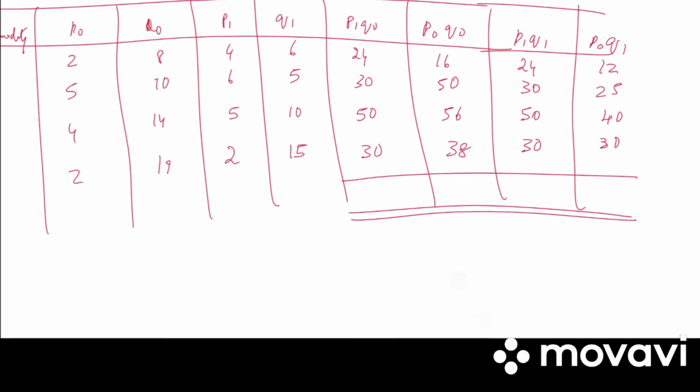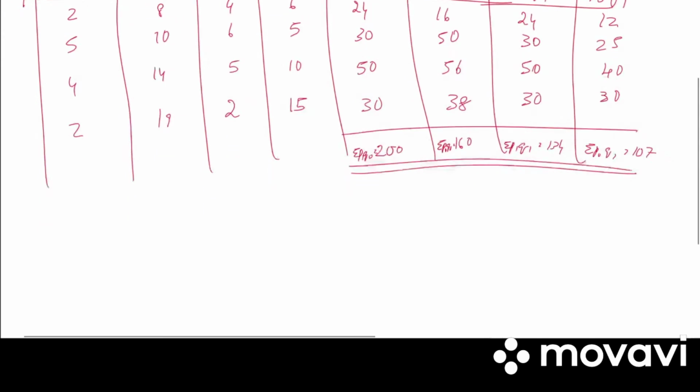So what is the total? 200, 160, that is summation P1 Q0 is 200. Summation P0 Q0 is 160. Summation P1 Q1 is 134. Summation P0 Q1 is 107.